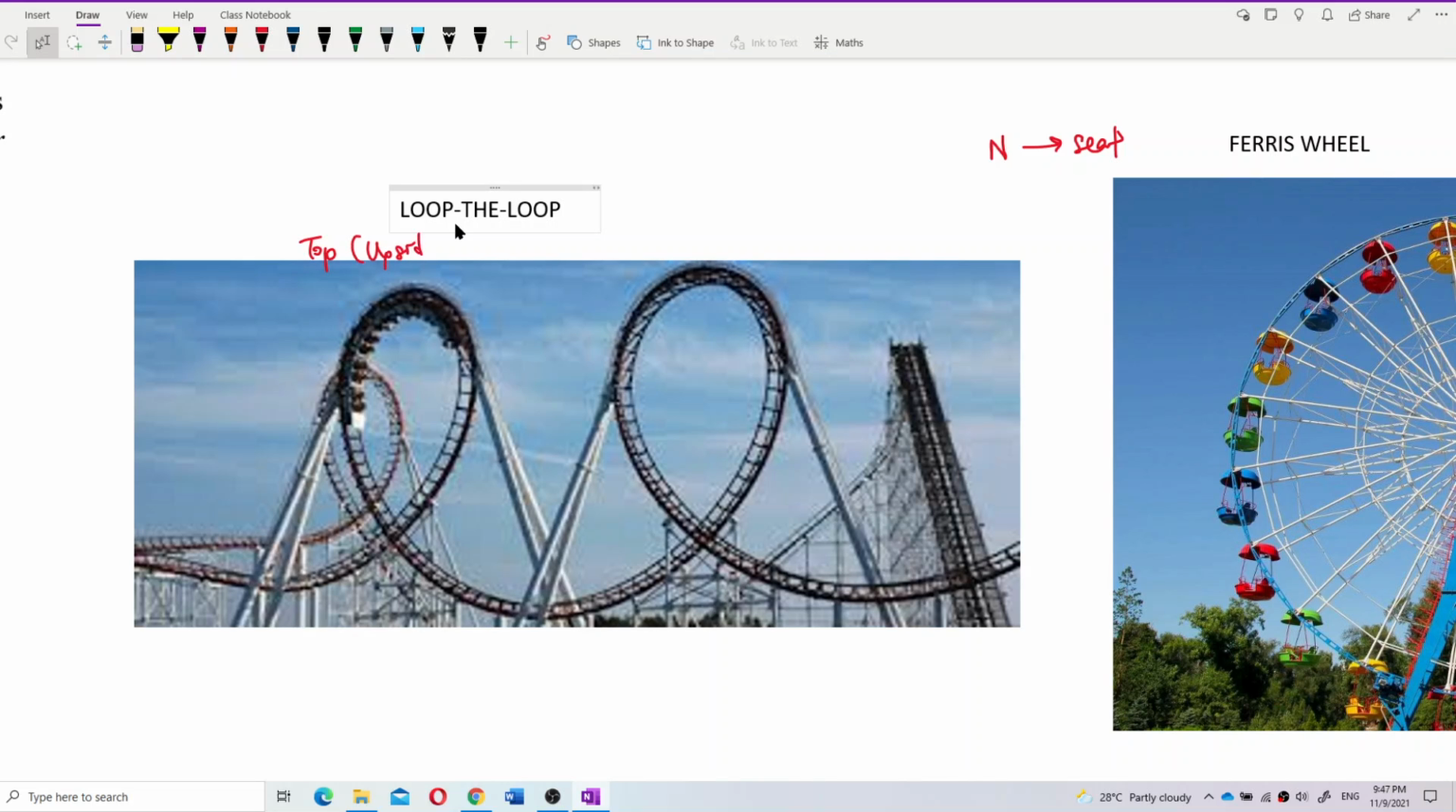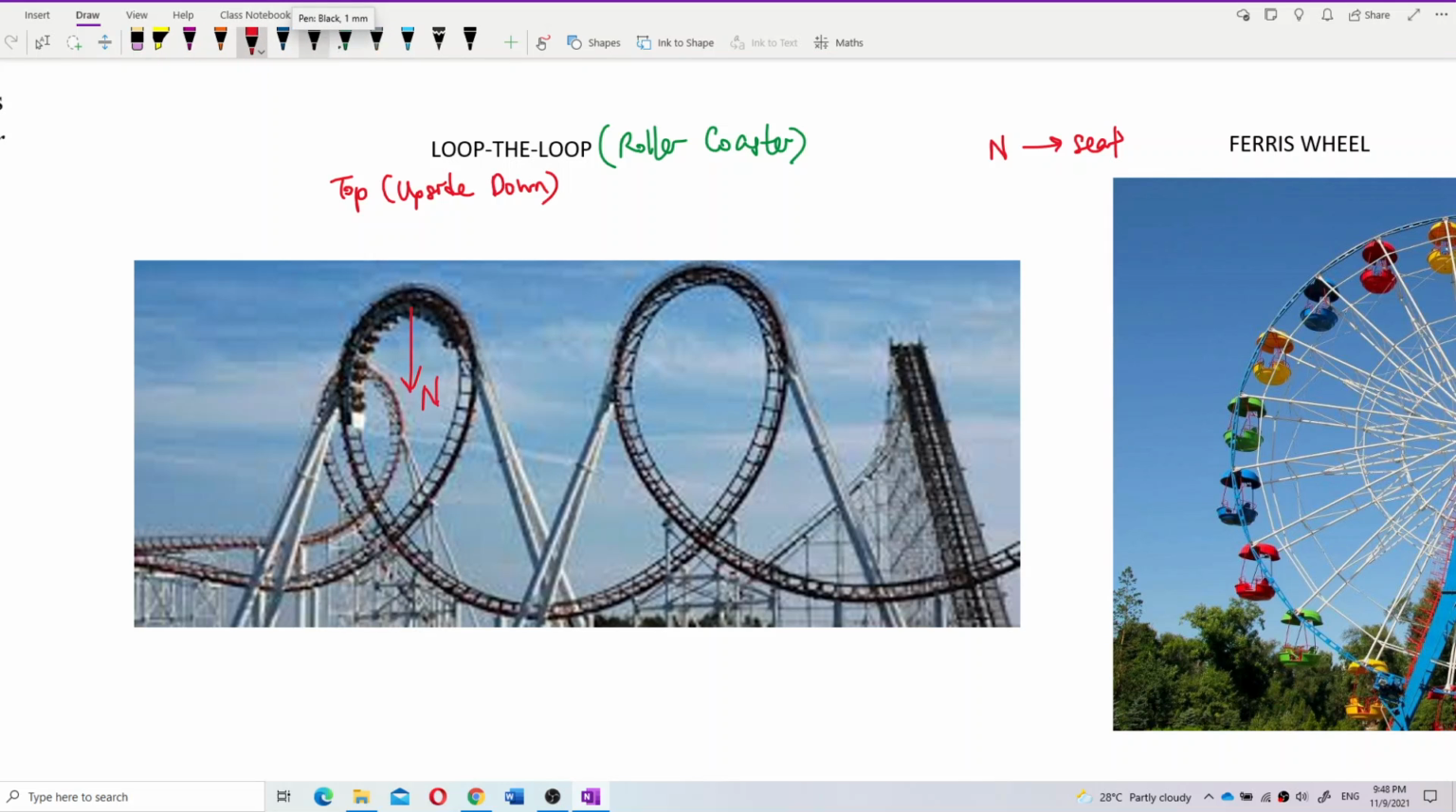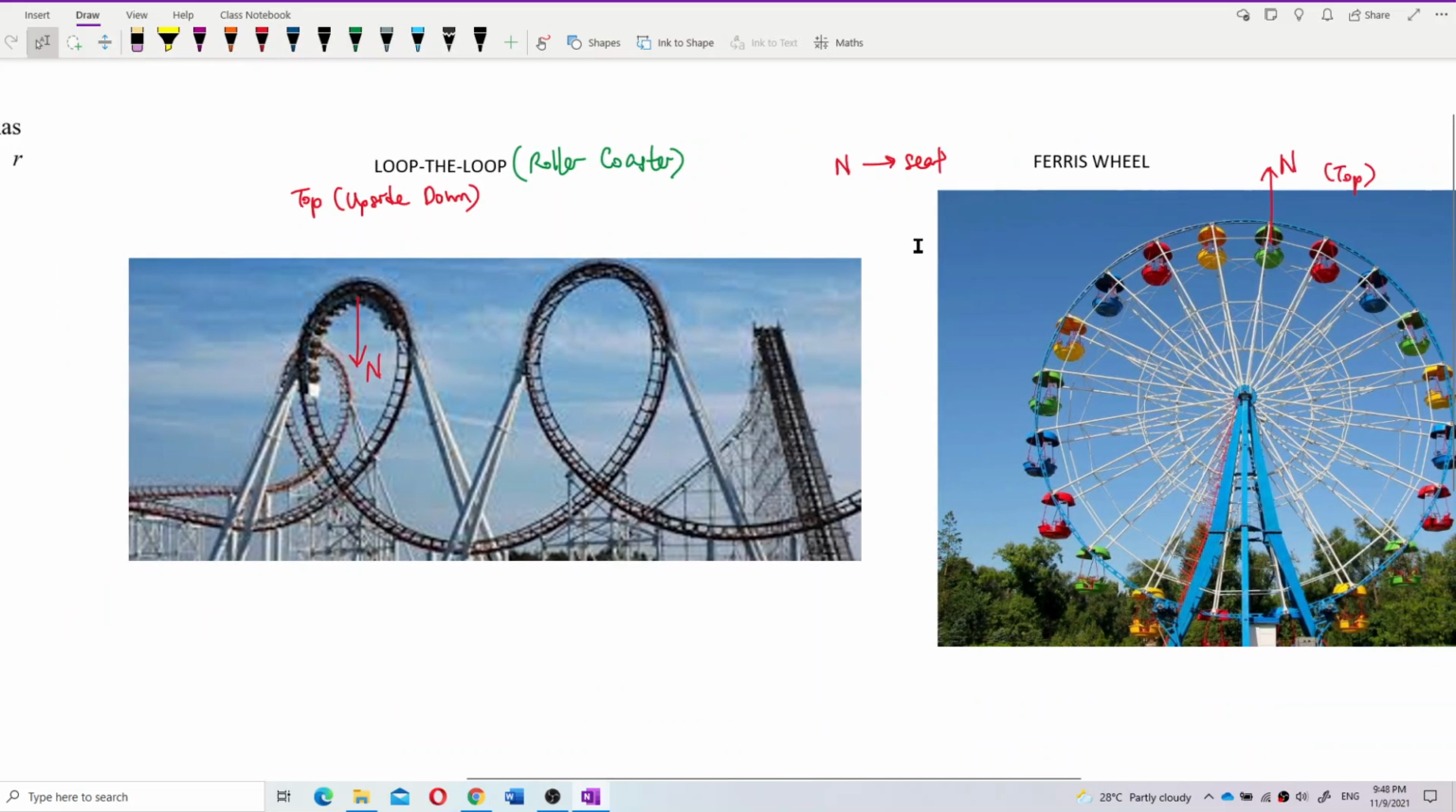Have you been to a roller coaster before? This is also called a roller coaster, loop the loop. For a roller coaster, at the top position, you are actually upside down. The car is upside down, so your normal force is downward. That's the main difference between these two.